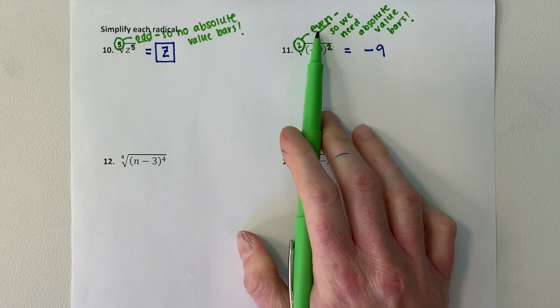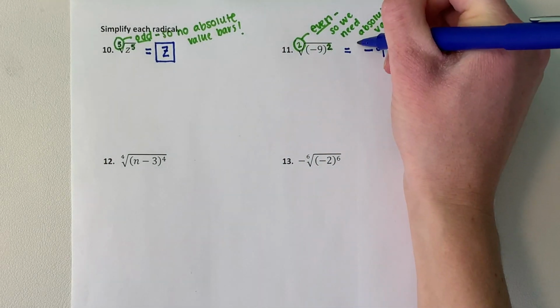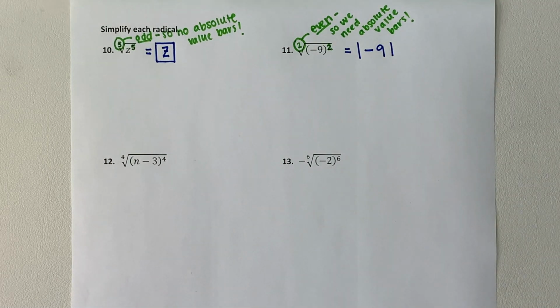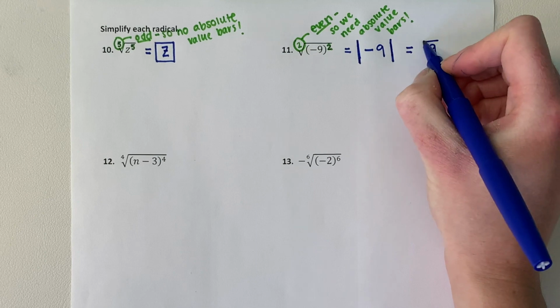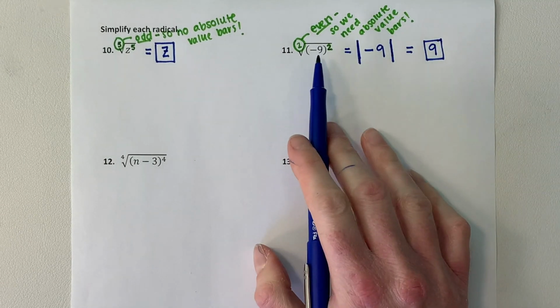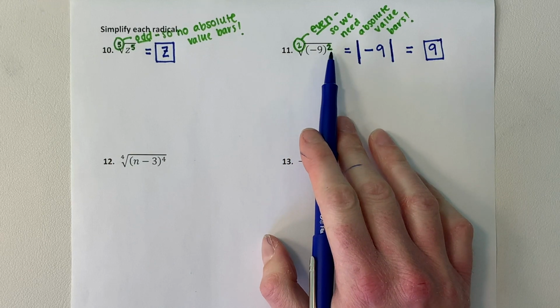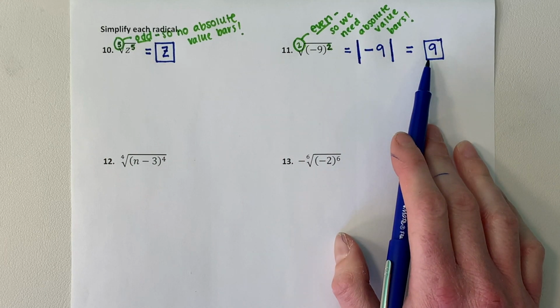When this number is even, we need absolute value bars. So I'm going to add absolute value bars around our answer, and then we need to simplify this. The absolute value of -9 is equal to +9. And if you think about it, it makes sense, because when you take -9 squared, that gives you a +81. And the square root of +81 gives us +9.